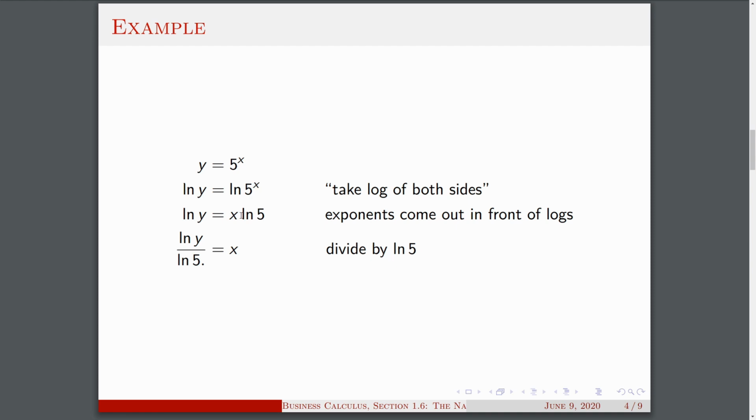Now, at this point, on the right-hand side, we have x times a number. ln of 5, that's just a number. Don't think of this right here as a variable. It's not, it's just a number. Imagine it was a number like 2. If you had 2 times x, how would you solve for x? You would divide by 2, right? We do the same thing here. So we have ln of 5. We'll just divide by ln of 5 on both sides. And that leaves just x on the right-hand side.